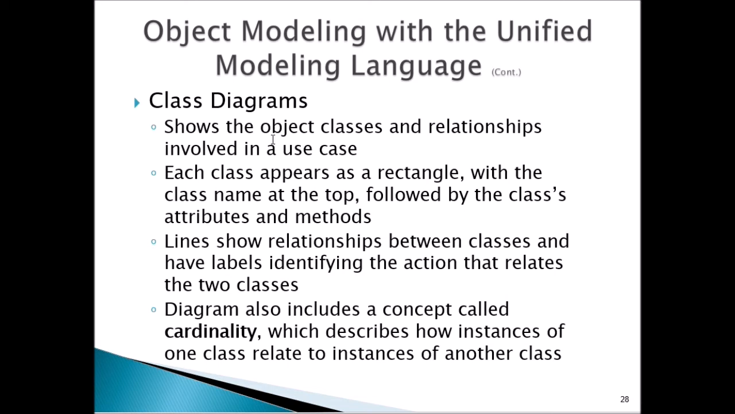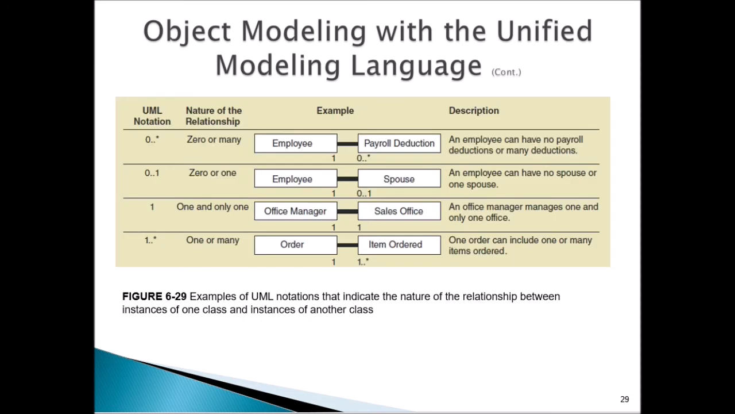Here we have UML notation indicating the nature of relationships, and these relationships can be 0 to many, such as an employee to payroll deduction. An employee can have no payroll deductions or many payroll deductions. The employee-spouse relationship should be a 0 to 1 relationship, meaning they can have no spouse or one. I'm sure there's exceptions in some parts of the world, but here in Connecticut it's a 0 to 1 relationship.